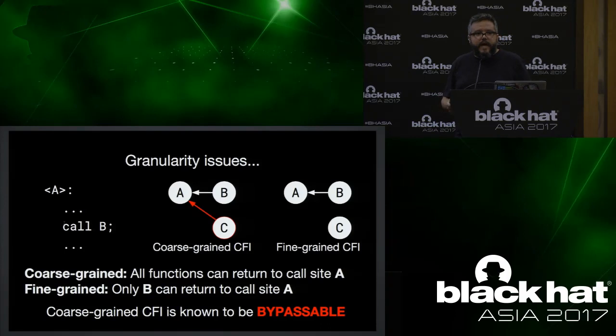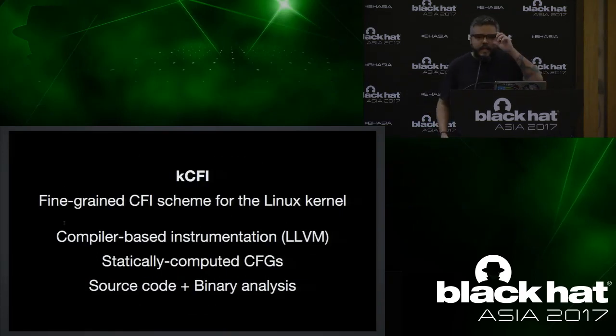In fine-grained CFI, you have a more detailed CFG. If you have a call to B here, you will not allow C to return here, because this is a call to B, so C is not allowed to return there. In fact, coarse-grained CFI is known to be bypassable. Researchers have shown that this kind of protection is bypassable, and you can actually execute code arbitrarily even under these circumstances.